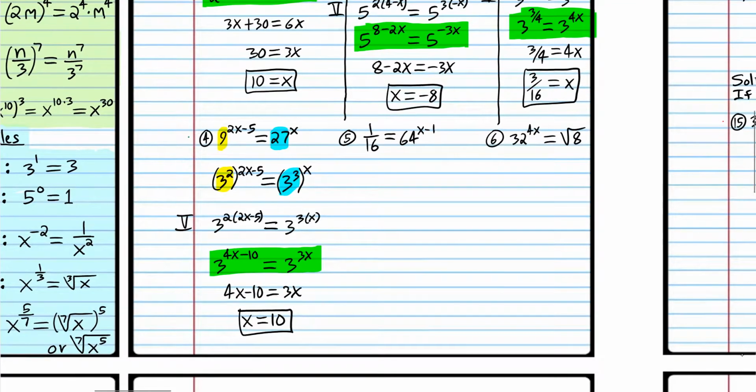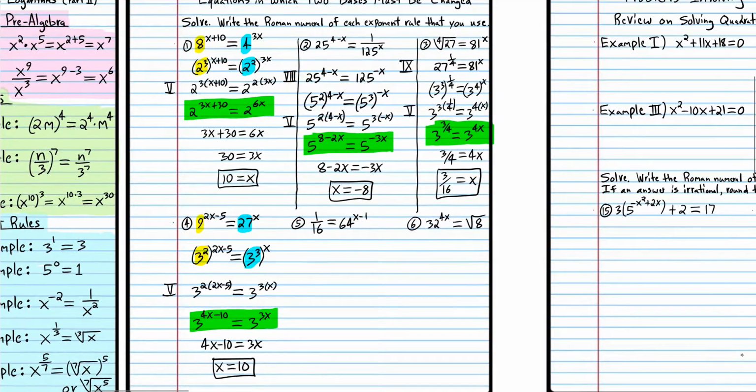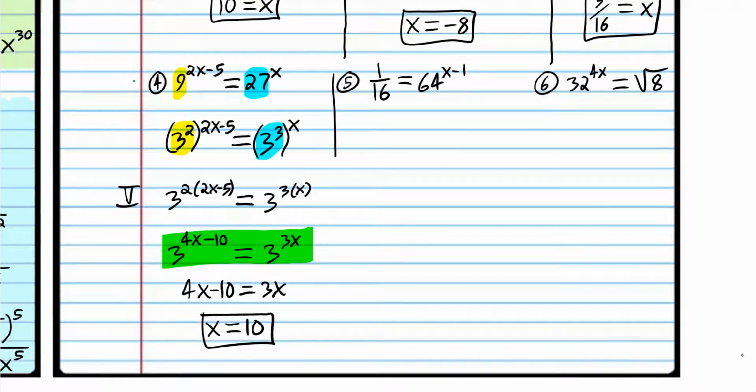I want you to go ahead and try number 5. You can use number 2 to help you. And when you come back, we'll do it together. All right, we're back. So I'm going to start with rule number 8.